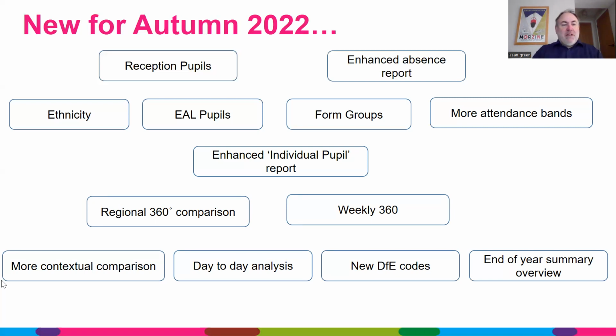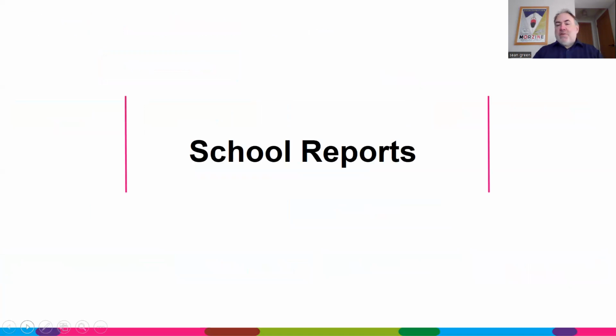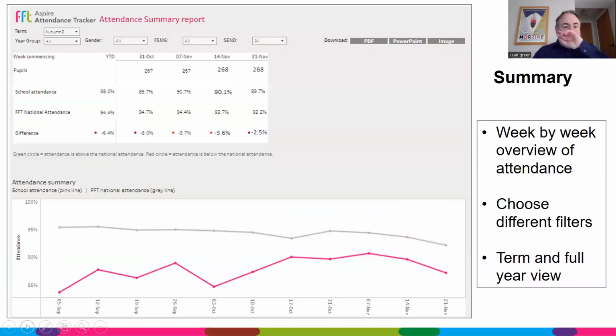So we're going to start by looking at the school reports. I'm going to spend a bit of time looking at the summary report because hopefully what you'll identify from this is the reports follow a very, very similar pattern. We've tried to keep them as simple as possible so that anyone from any phase can go in, have a look and make perfect sense of what the reports are showing. So this is the attendance summary report.